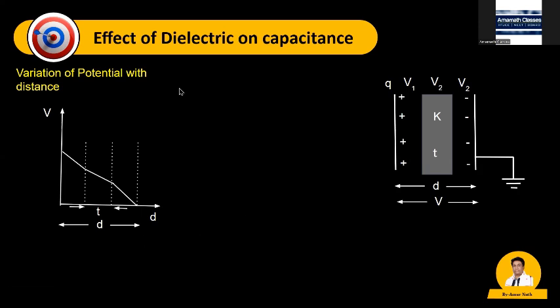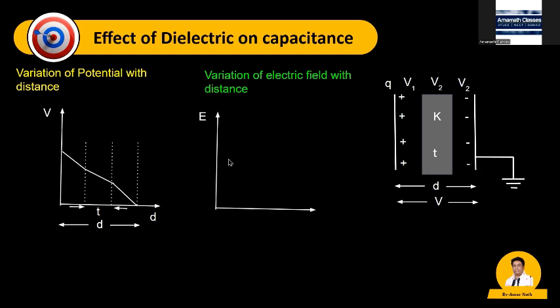Now if I discuss the variation of electric field with distance, say the vertical axis is electric field and the horizontal is distance D. These are the three slabs: one is air, second is the dielectric medium, third is again air. And here the electric field will be constant only. Over thickness T, the field will be constant.